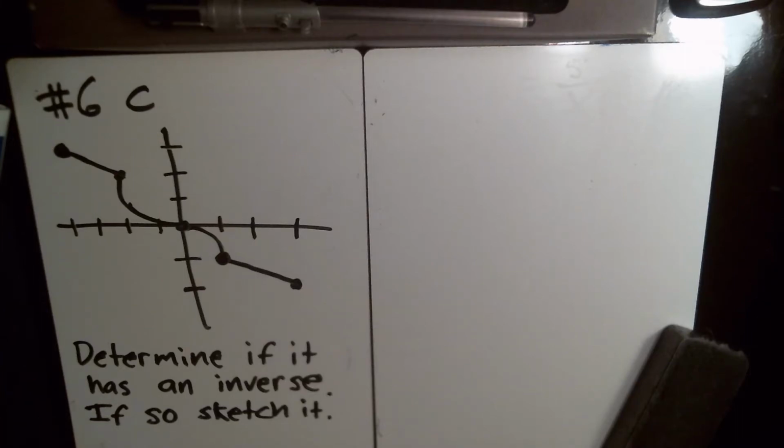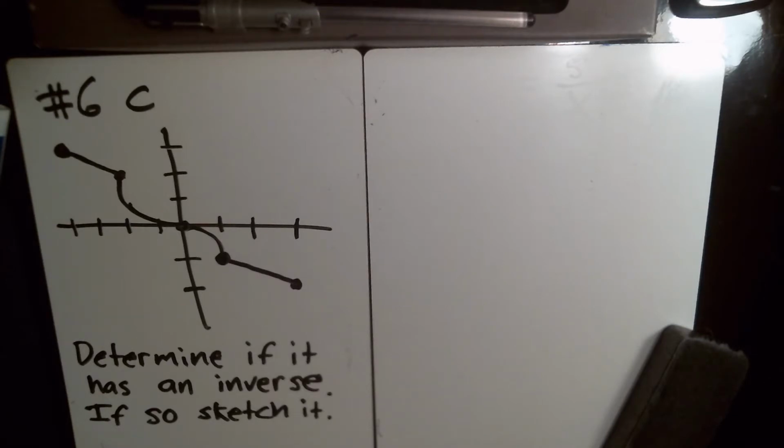Okay, welcome back. So this is the last type of problem you could see from chapter 2 on the final. If it gives you a graph and it wants you to determine whether it has an inverse, and if so, it will have you sketch the inverse.